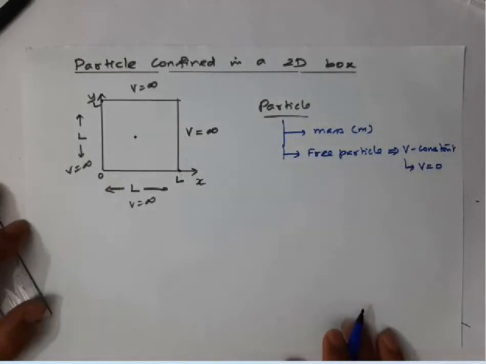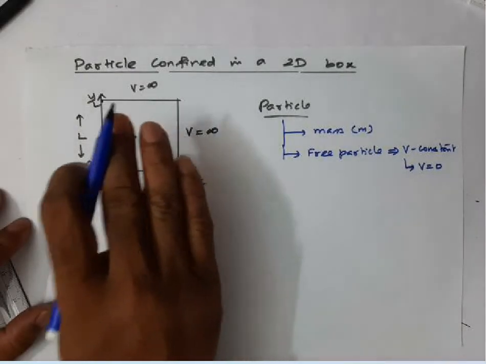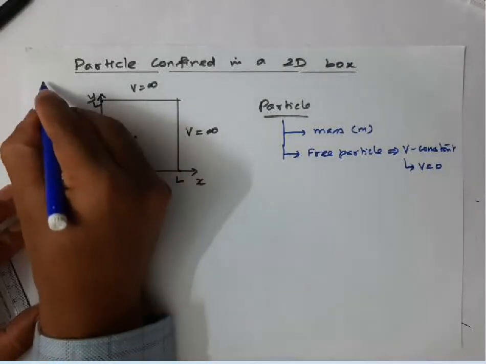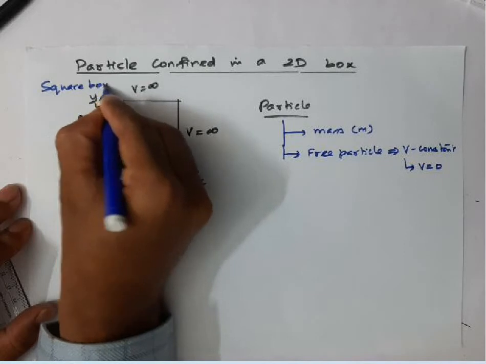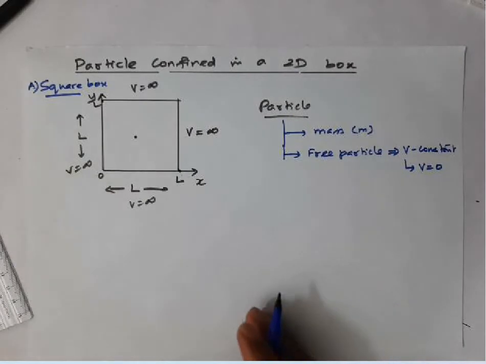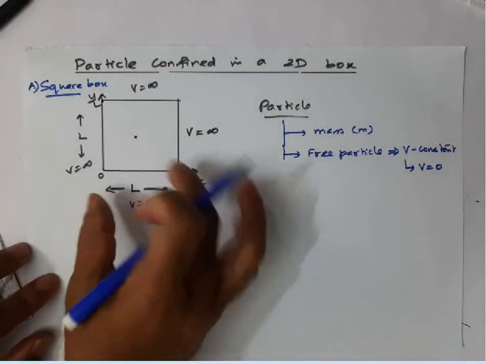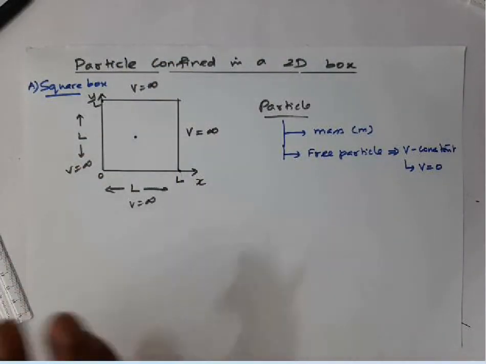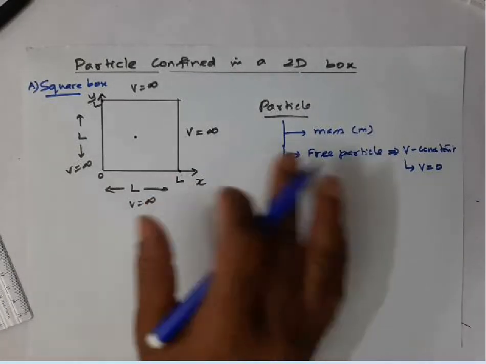Now first let us consider a particle in a square two-dimensional box. We'll discuss this first. I am taking a square box first. Once we finish this, we'll take a rectangular box. Rectangular box means the x-axis length and y-axis length become different. If the x-axis length and y-axis length are different, you'll get a rectangular box. We'll discuss the rectangular box once we finish this.